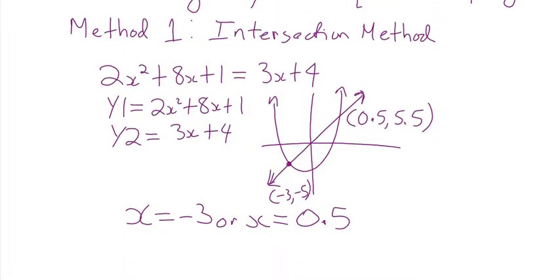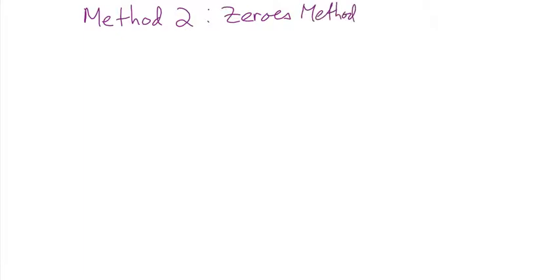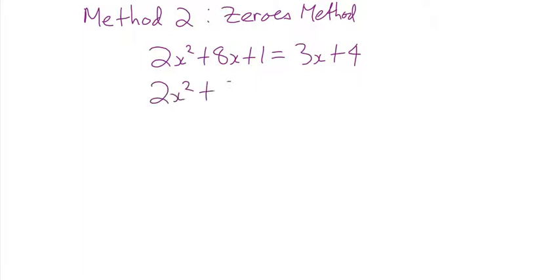Okay, so in method 2, we're looking at the zeros method. Actually, you know what? Let me do this on a separate sheet. Okay, so our original equation was 2x squared plus 8x plus 1 is equal to 3x plus 4. We're going to rearrange that equation so that the right side is 0. In other words, we're going to move everything to the left side. We do that by subtracting 3x from both sides, so it'll be 2x squared plus 5x. And we're going to subtract 4 from both sides, giving me -3, and that is equal to 0.